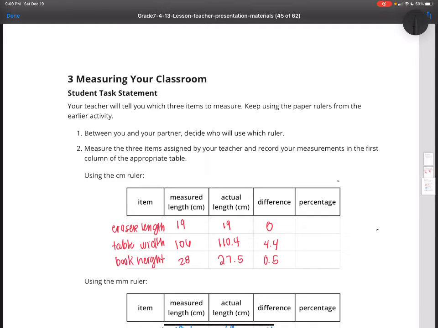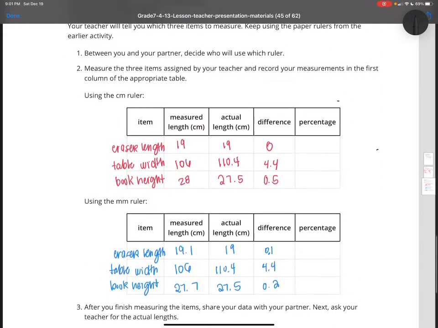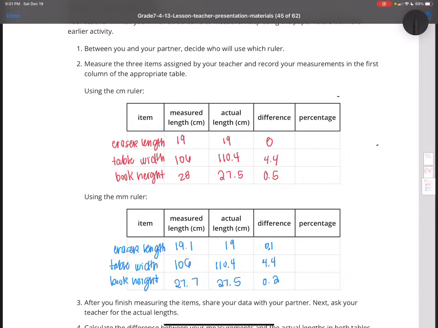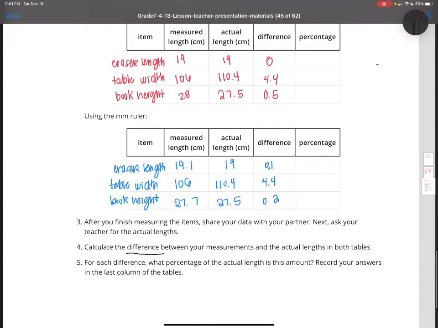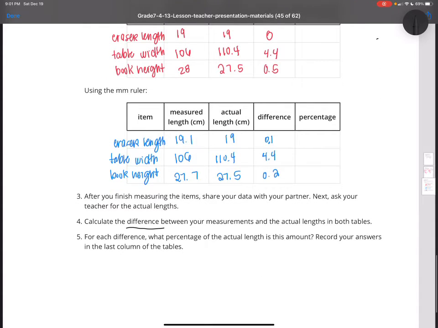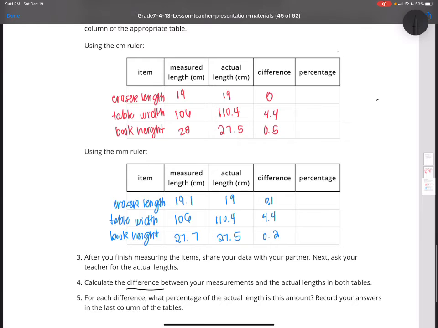In the previous activity, we were supposed to use a centimeter ruler and a millimeter ruler, but of course we're at home. But you were supposed to measure 3 items that the teacher assigned you. If you notice, I've already filled out these tables except for the percentage portion, because I want to show you how to calculate the percentage again. And of course, I'm going to skip all the way to statement 4, which says calculate the difference, which is already stated in the table.